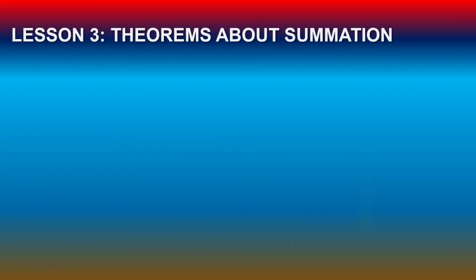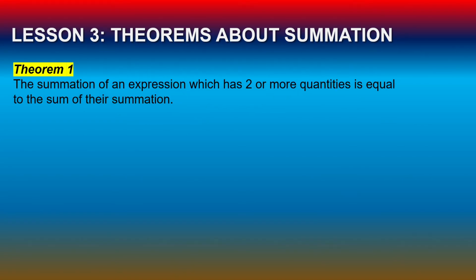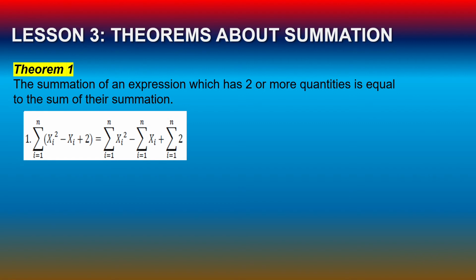Next, theorems about summation. For Theorem 1, the summation of an expression which has two or more quantities is equal to the sum of their summation. So, paano yun? Ayan. Kung mapapansin natin, marami siyang formula. So, pwede rin natin siyang i-indicate na kunin natin yung summation ng first term, kukunin natin yung summation ng second term, and then kukunin natin yung summation ng third term. So, paano yun? So, ayan, n, summation of n observation that ranges from 1 to the nth term.